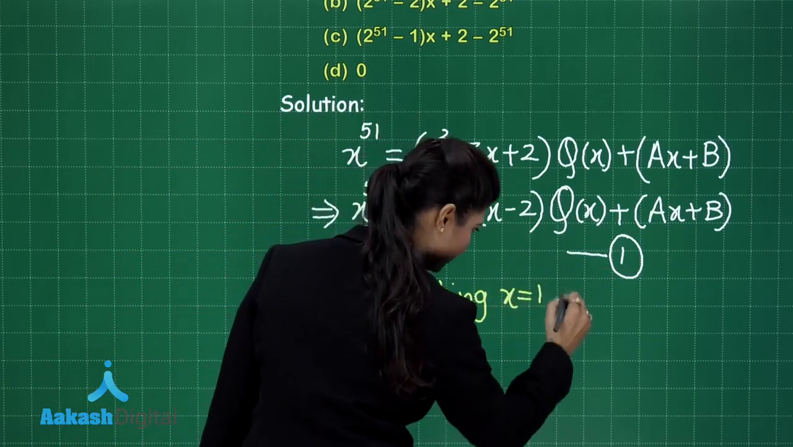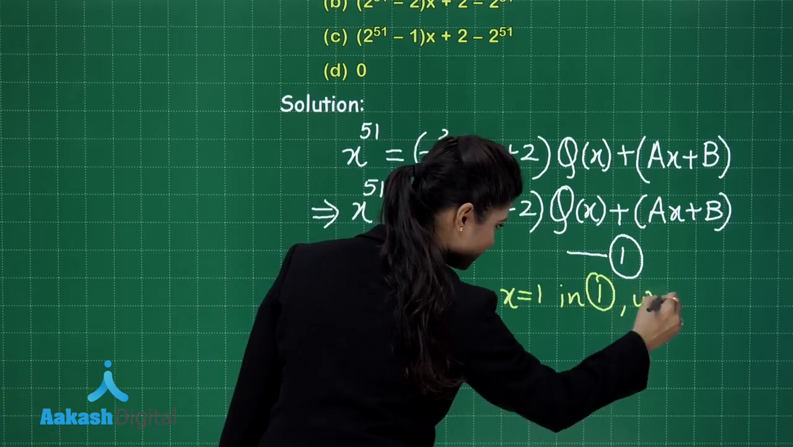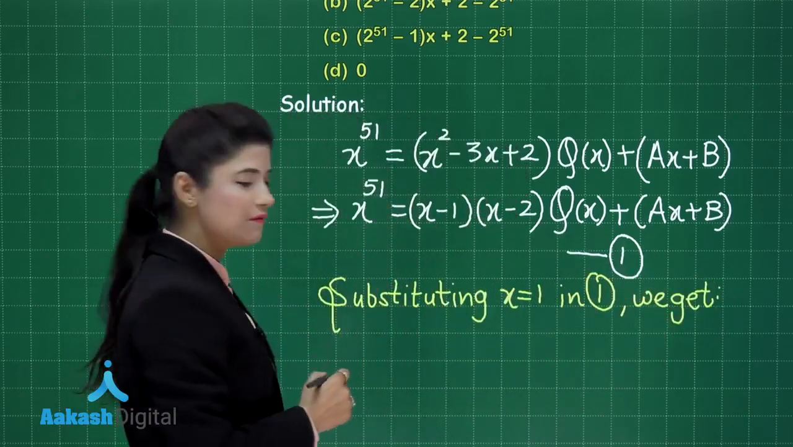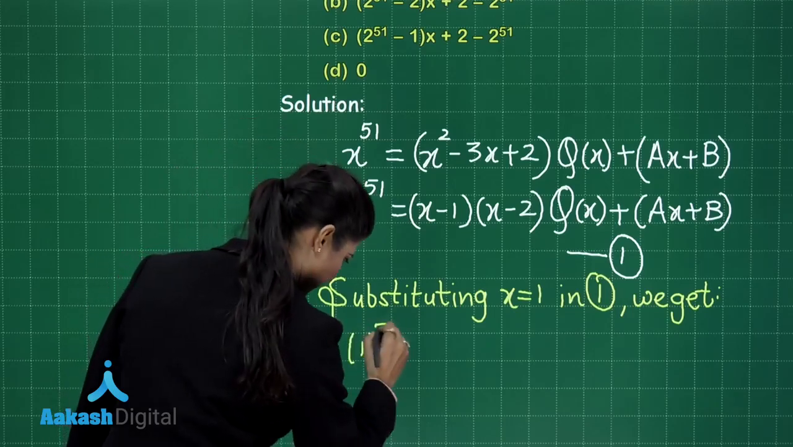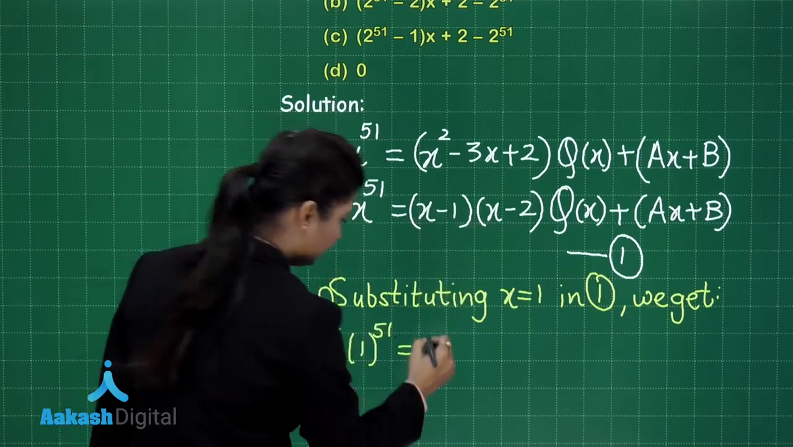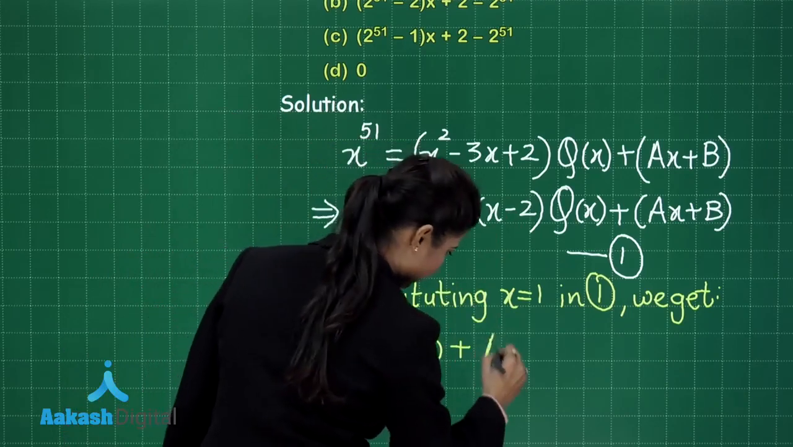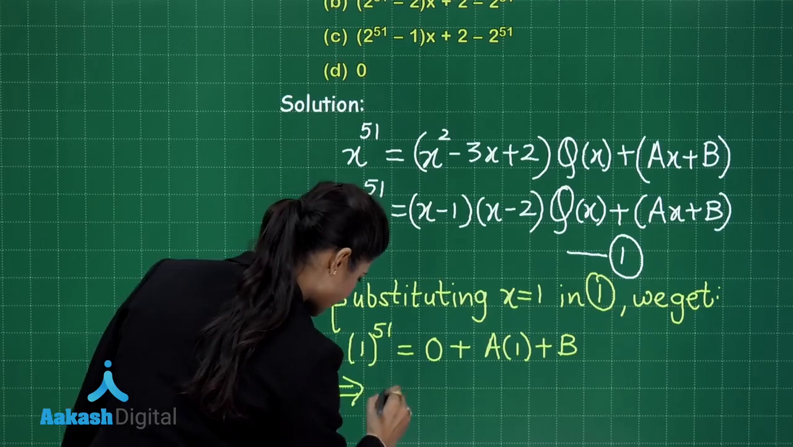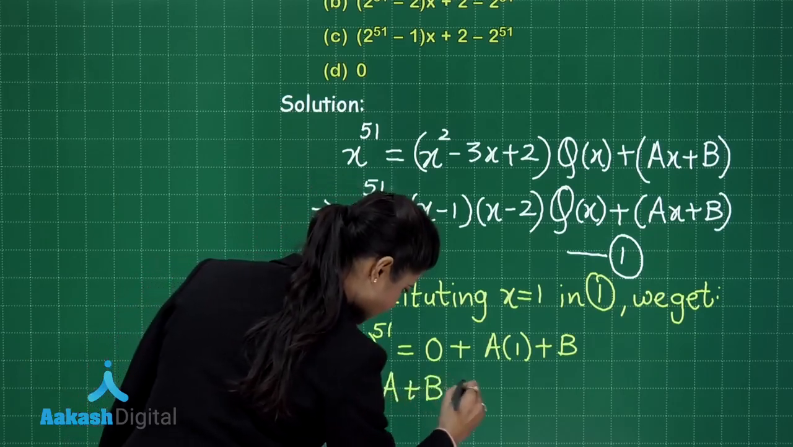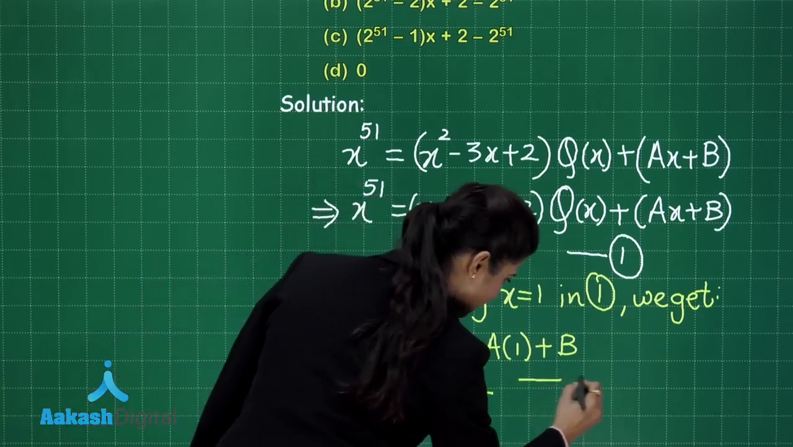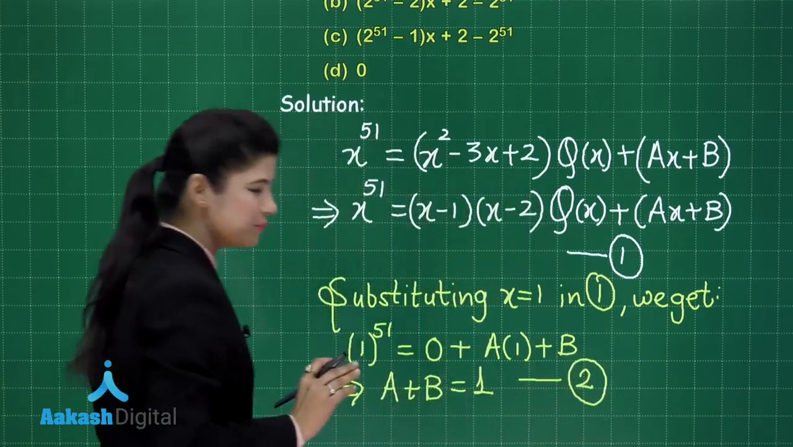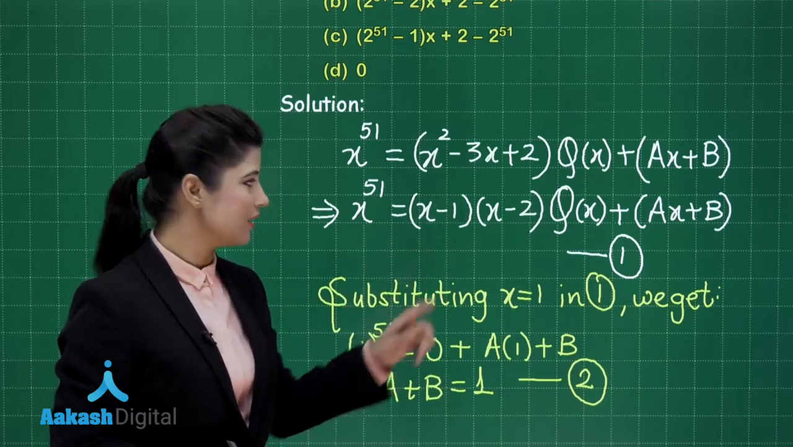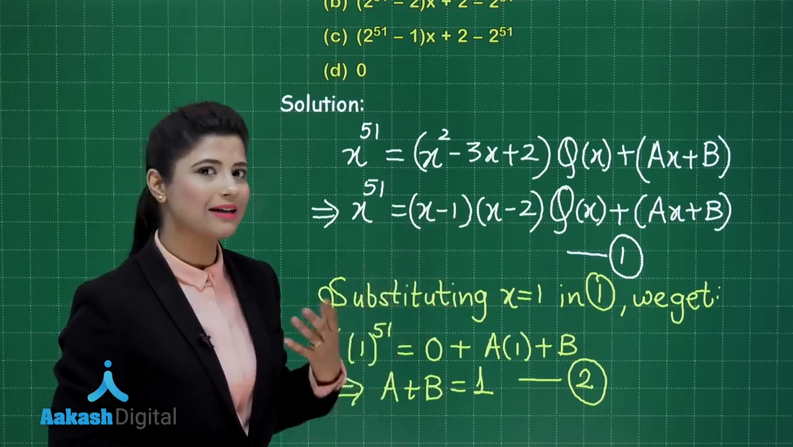Now substituting x equal to 1 in equation number 1, on the left hand side you will be getting 1 raised to the power 51 equal to 0 plus a into 1 plus b. That is, I am getting a plus b equal to 1. Let this be equation number 2. I hope that's clear. Now as we have substituted x as 1, in the same way, another factor is x minus 2. How can that become 0?